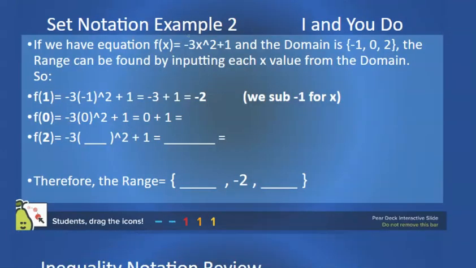Set notation example 2. If we have the equation f of x equals -3x squared plus 1, and the domain is -1, 0, 2, the range can be found by inputting each x value from the domain. So, f of -1 equals -3 times (-1) squared plus 1, which would be -2. f of 0 would be negative 3 times 0 squared plus 1. 0 plus 1 is 1.